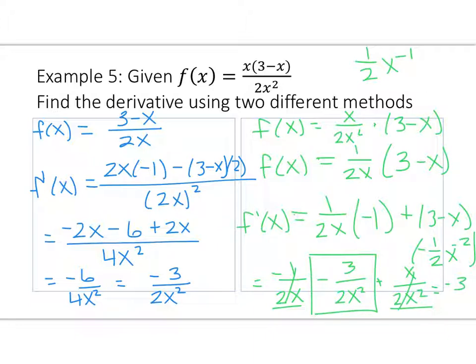Now you would always rewrite that. I kind of ran out of room, but notice I did it two different ways and I got the same thing. I also could have just not distributed anything and done a combination of the product rule and the quotient rule.